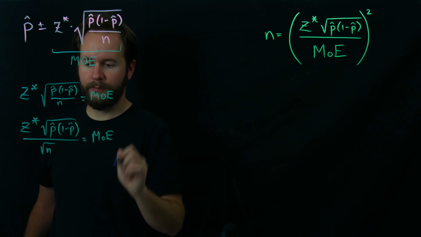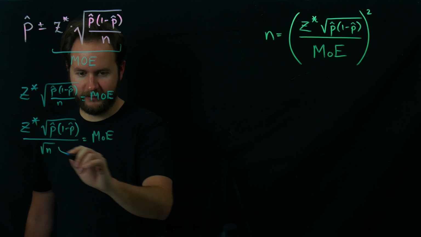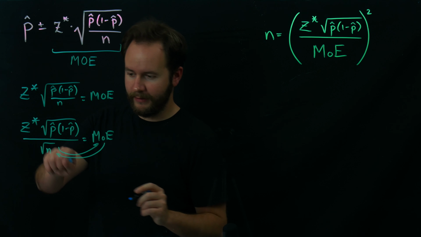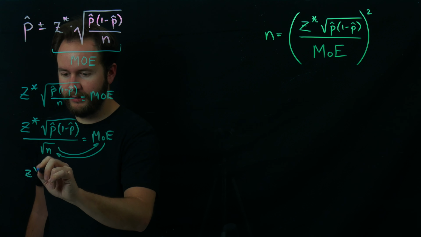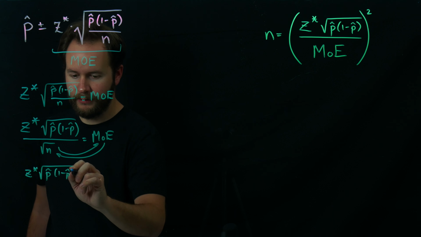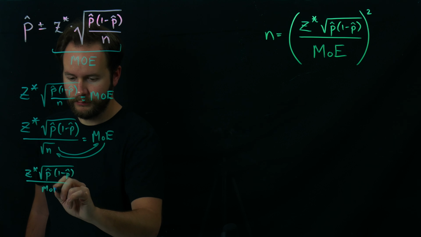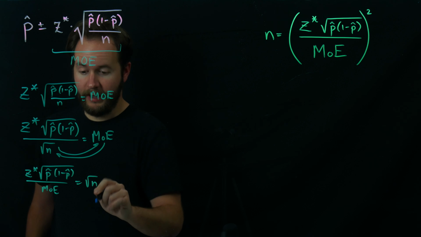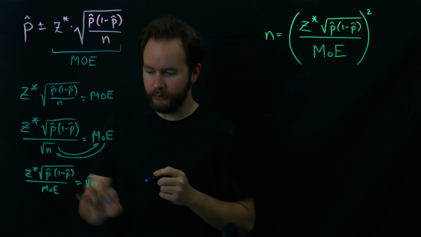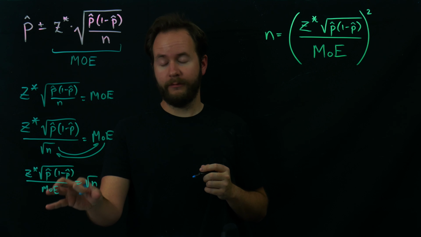Now I'm going to multiply both sides by the square root of n. This guy's going to swap places with the MO. So the square root of n multiplies over and MO divides into the denominator. So I have z star times the square root of n equals the square root of p hat times 1 minus p hat, divided by MO. And if I square both sides of this equation, I get that equation. So this is the formula that we're going to use in just a minute to get our answer to this quiz.